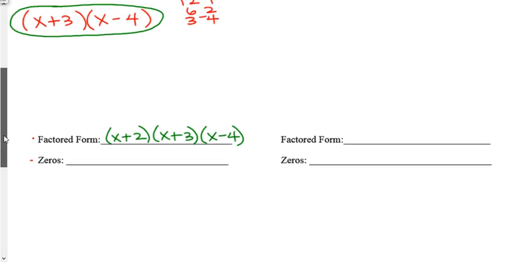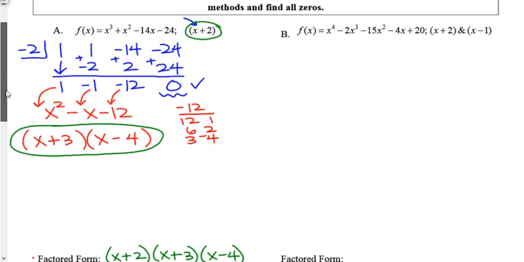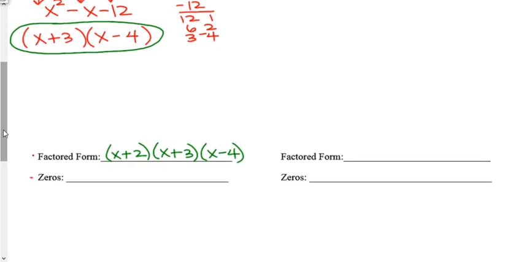And then the zeros. I'm going to take all those factors and just set them equal to 0 and solve for my x, pretty much. So x plus 2, I already did that. When I solved for 0, I get x equals negative 2.